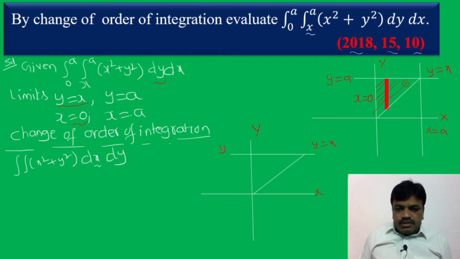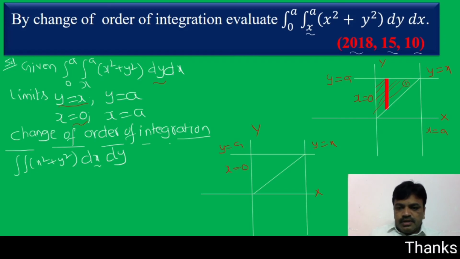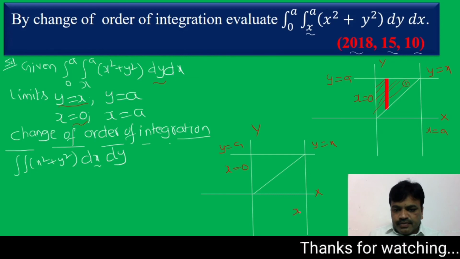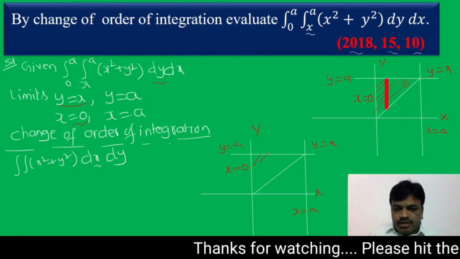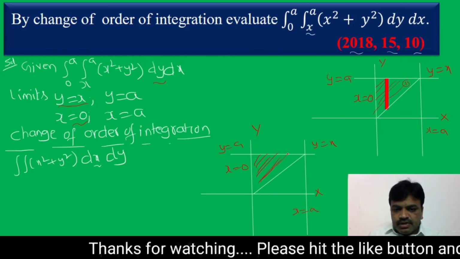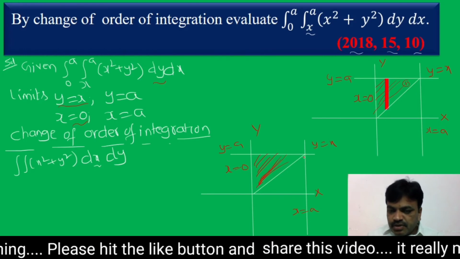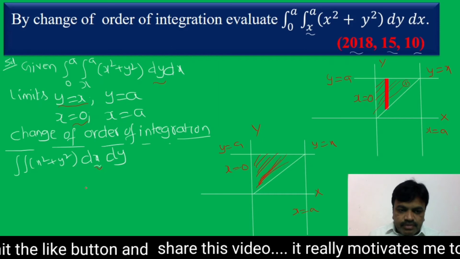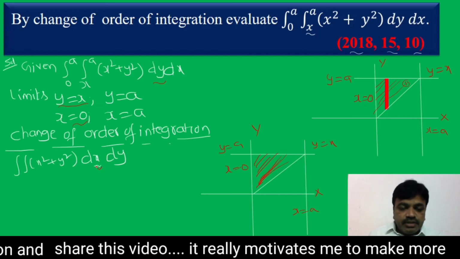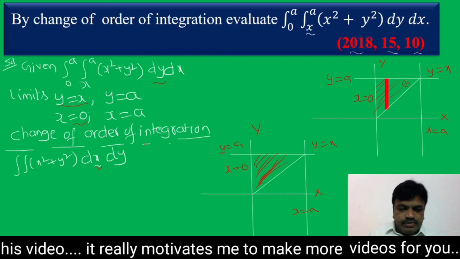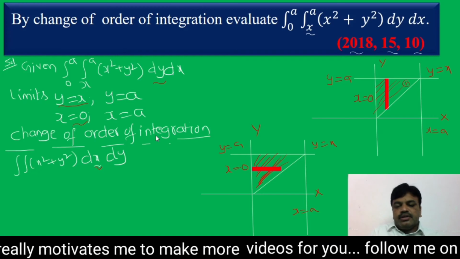This is y is equal to x, x is equal to 0, and this is x is equal to a. This line is x is equal to a. Now our region is this one, friends. Previously we drew a vertical strip. Now you draw a horizontal strip, because we are integrating first with respect to x, friends. So draw a horizontal strip.